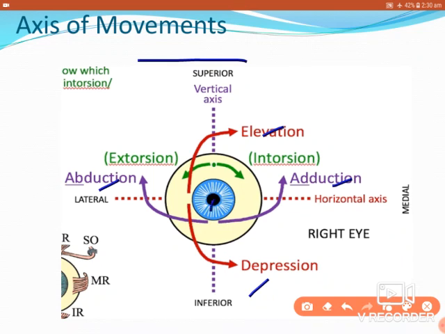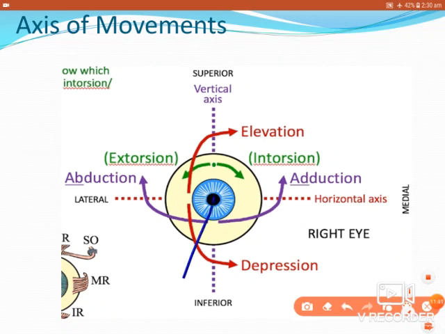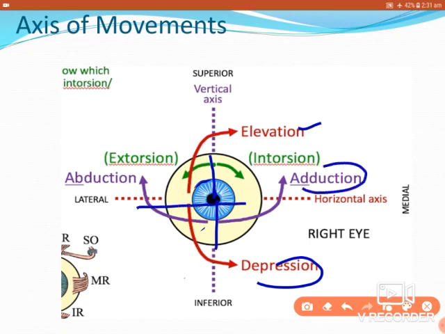Here you can see the pupil. This is the iris, you can see the cornea, this is the sclera. So, we will use this pupil in terms of these movements. The pupil moves upwards, that is the elevation, downwards, that is the depression. It goes medially, that is the adduction, goes laterally, that is the abduction. Moreover, there are intorsion and extorsion.